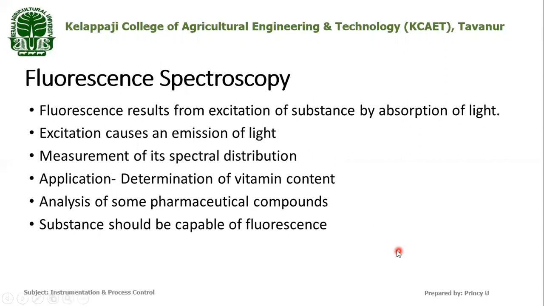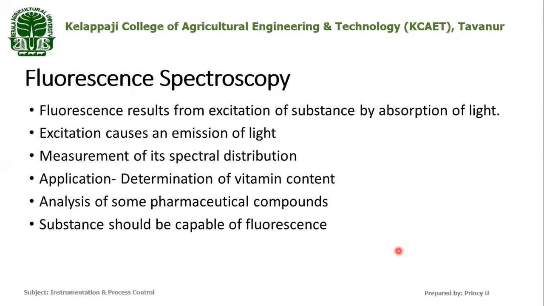Okay. Next one is fluorescent spectroscopy. Actually, it is a form of emission spectroscopy, but it employs photoluminescence. It produces a photoluminescence or fluorescence that results from excitation of a substance by absorption of light. Some materials produce photoluminescence when they absorb light, and we use this spectroscopical analysis for the identification of such materials. So this excitation is caused by emission of light, and which is a measurement of its spectral distribution, and it can be related to composition of substance.